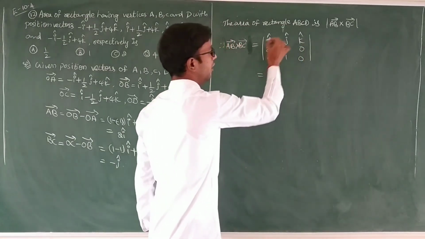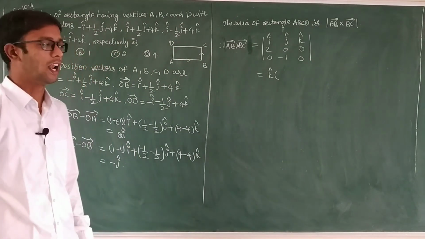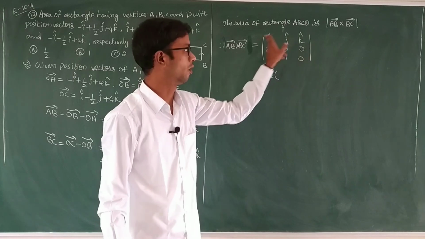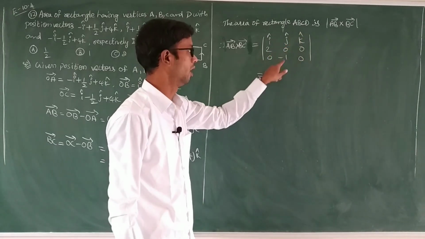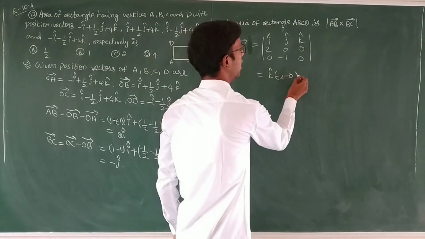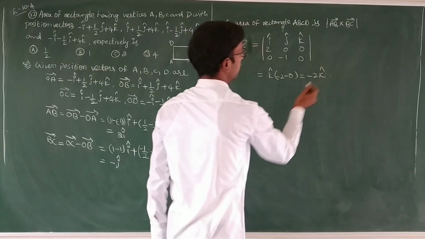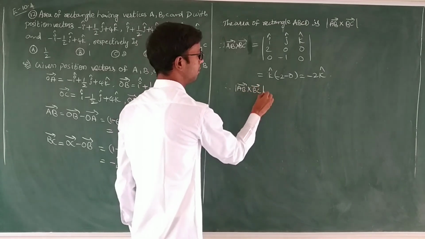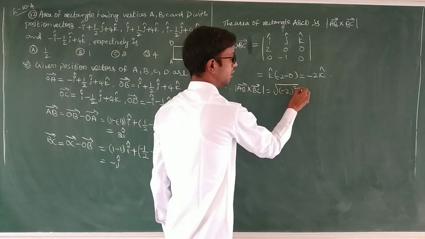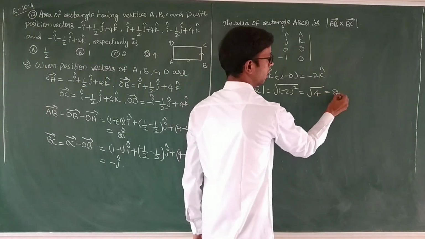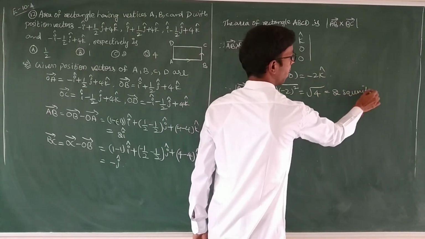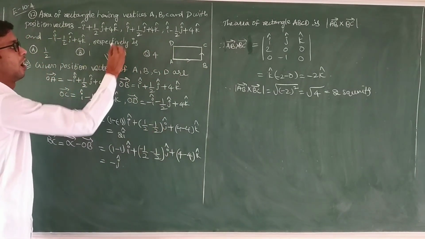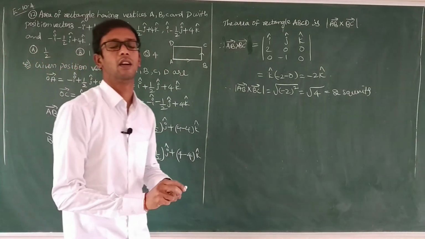So I am expanding with respect to column 3. Column 3 expansion, why? Because 2 zeros are there. So close the first row, third column. Cross multiply: minus 2 minus 0, minus 2k. Therefore, magnitude of AB bar cross BC bar is square root of minus 2 square, that is root 4, that is 2 square units. So what is the option here? 2 is the answer. Option C is the correct answer.